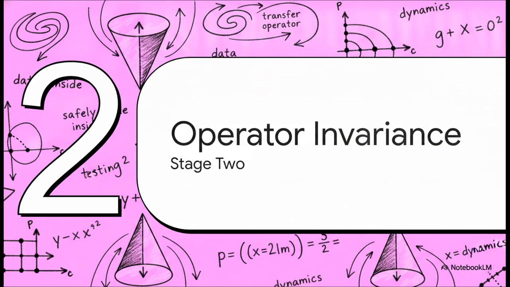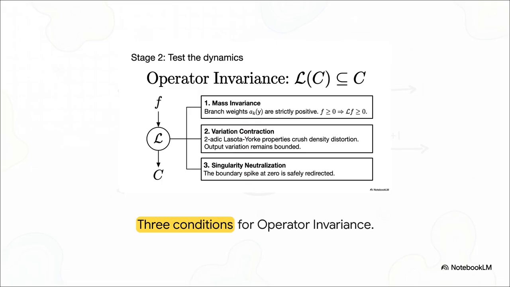Moving right along to stage 2, operator invariance. Now that we have our cone, we need to test the dynamics. We have to prove that applying the Collatz transfer operator to our cone C maps it right back into C. To do this, the framework rigorously verifies three specific conditions. First is mass invariance. Because the branch weights are strictly positive, the operator itself is absolutely positive. If you start greater than or equal to 0, you are guaranteed to stay there. Next up is variation contraction, and finally, singularity neutralization. Let's dig into how those last two are actually achieved.